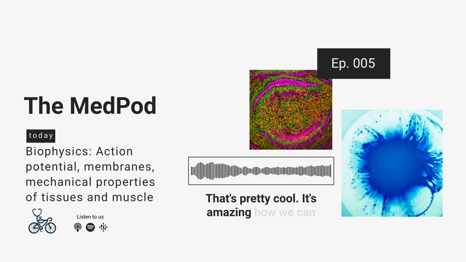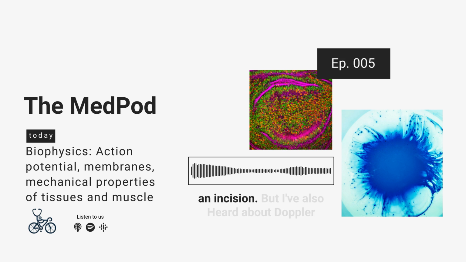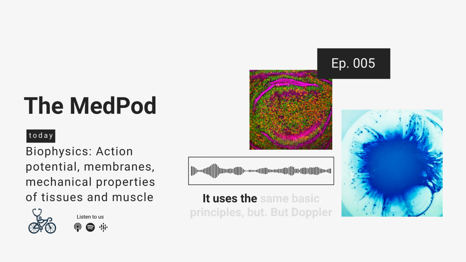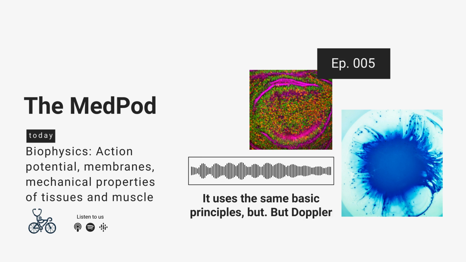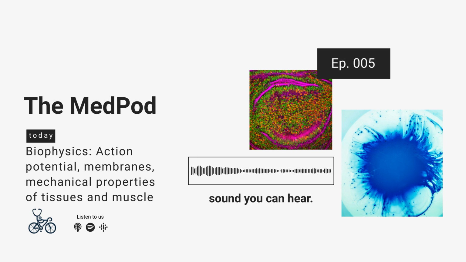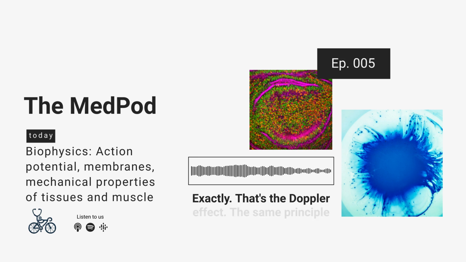That's pretty cool. It's amazing how we can visualize the inside of the body without even making an incision. But I've also heard about Doppler ultrasound, which is used to measure blood flow. Is that the same type of ultrasound? It uses the same basic principles, but Doppler ultrasound takes advantage of a phenomenon called the Doppler effect. You've probably experienced this with sound you can hear. Like when an ambulance siren changes pitch as it passes by. Exactly. That's the Doppler effect. The same principle applies to ultrasound waves.